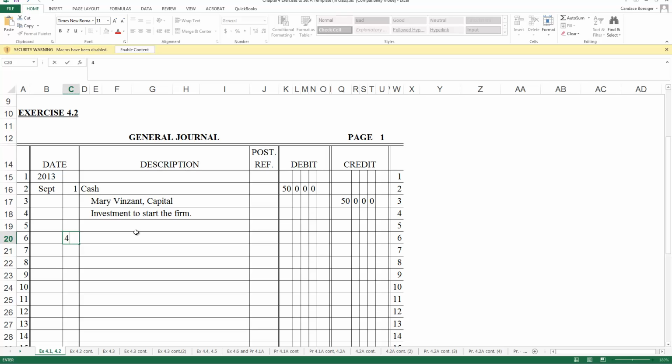We just include the date. And then: purchased office equipment for $5,500 on credit from Zen Inc. Received invoice 9823, payable in 30 days. Two accounts are affected, office equipment and accounts payable. Office equipment we're going to debit because it's increasing, and we're going to credit accounts payable. And the amount is $5,500.